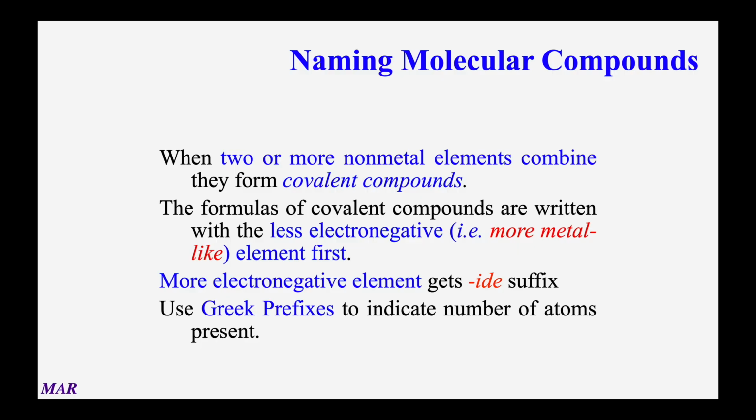The Greek prefixes are also used. So notice it was carbon dioxide, all right? Di is the Greek prefix for 2. And the way to indicate the number of atoms is with these Greek prefixes. And there's some rules. We'll talk about that in a little bit.